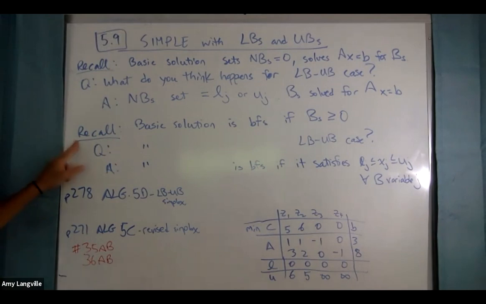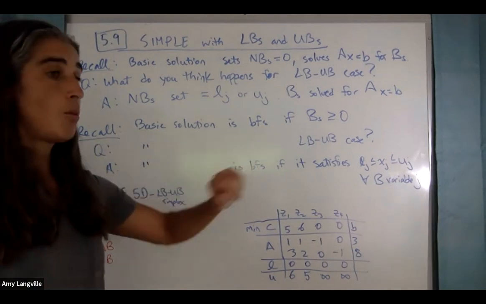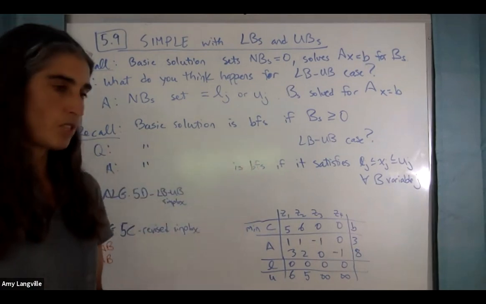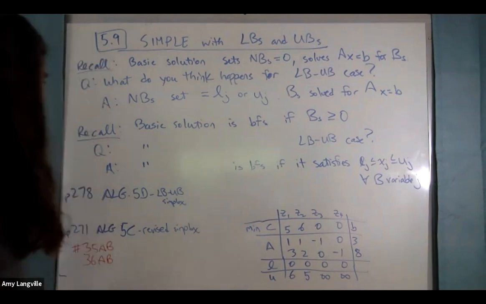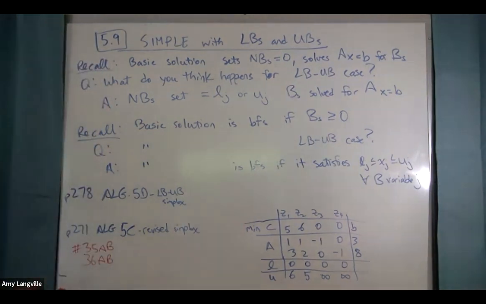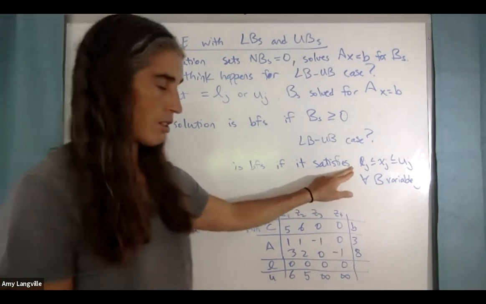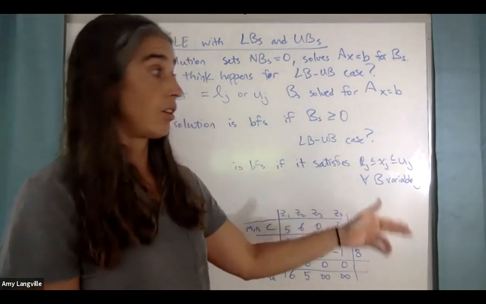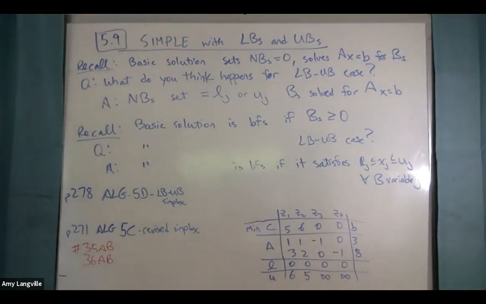Now let's think about this simple simplex algorithm. A basic solution was a basic feasible solution, or BFS, if all the basics were greater than or equal to 0; we only had to satisfy those non-negativity constraints. What do you think is going to happen for the lower bound, upper bound case? Well, a basic solution becomes a basic feasible solution if it satisfies the bounding constraints. So it has to be between L and U for every basic variable. And that actually creates an algorithm.